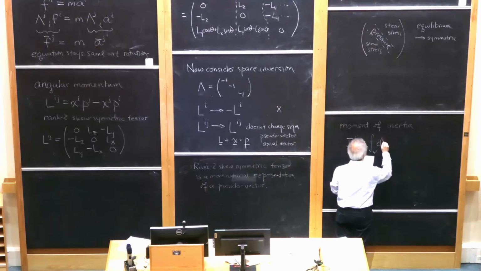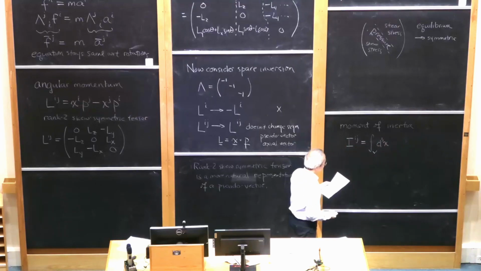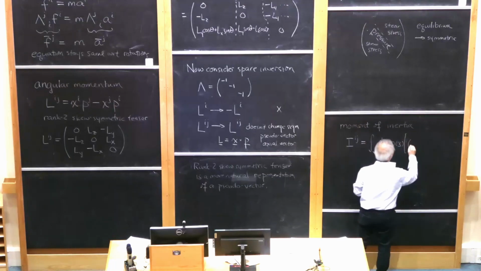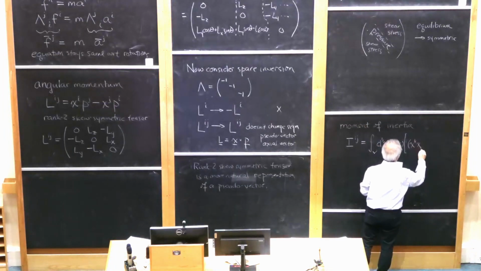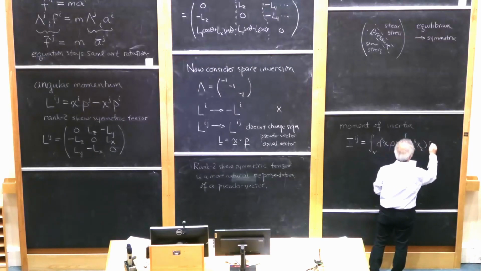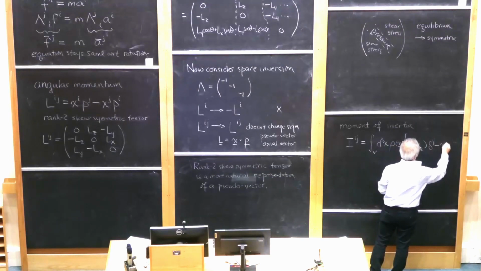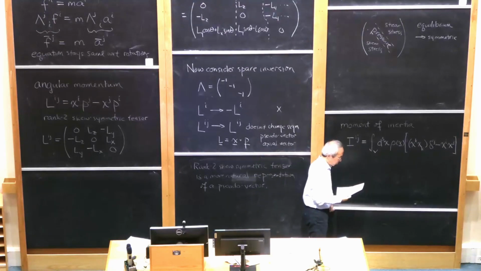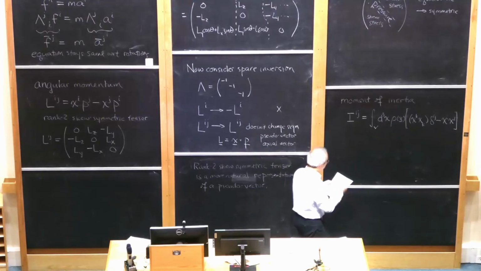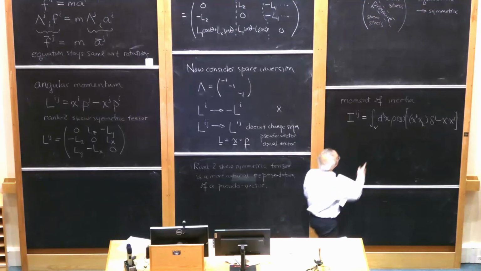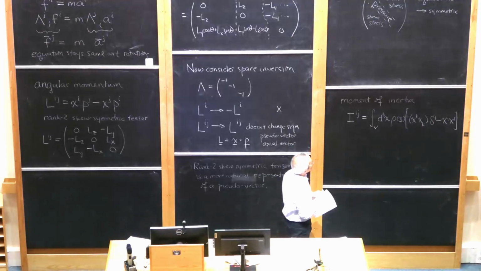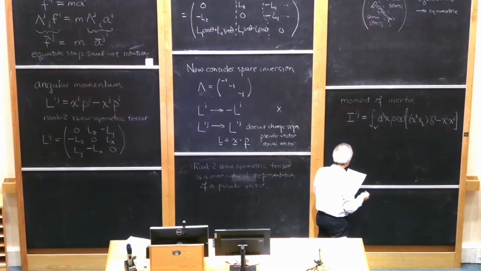So we can take this over a rigid body. Here's the mass density, and then what you're actually integrating over is delta ij minus xi xj, okay? So this is the definition of the moment of inertia as a tensor. And you can see that if you were to switch the i and the j, you get exactly the same expression. So this is supposed to be a rank 2 symmetric tensor.